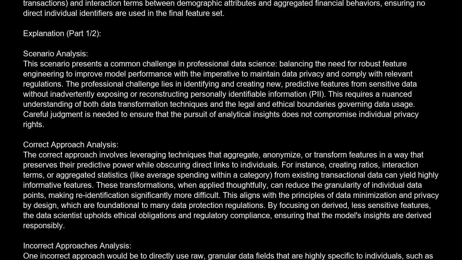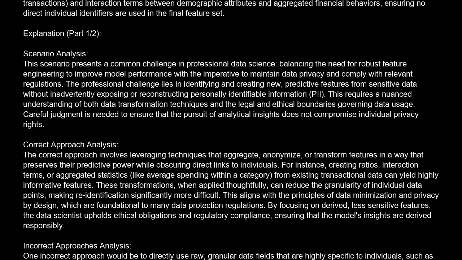The correct answer is D. Create aggregated features representing spending patterns, e.g., average monthly spending in categories, frequency of transactions, and interaction terms between demographic attributes and aggregated financial behaviors, ensuring no direct individual identifiers are used in the final feature set.